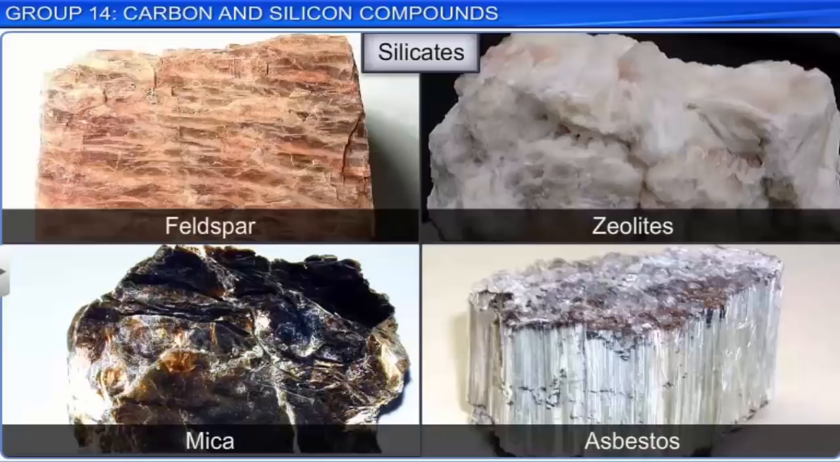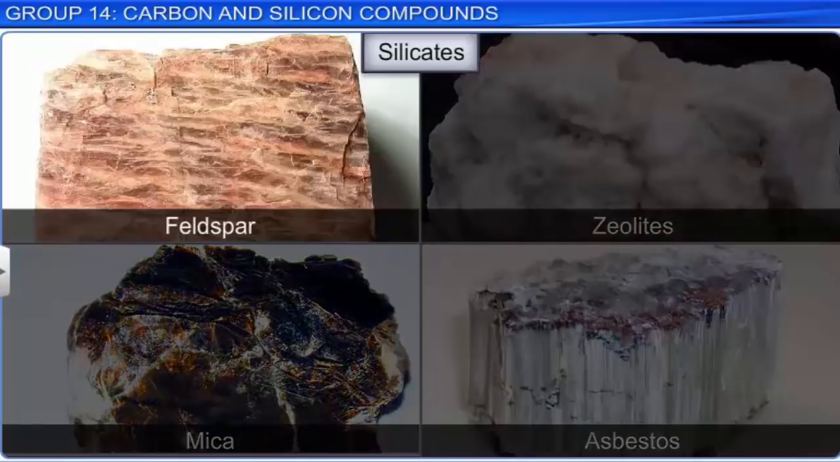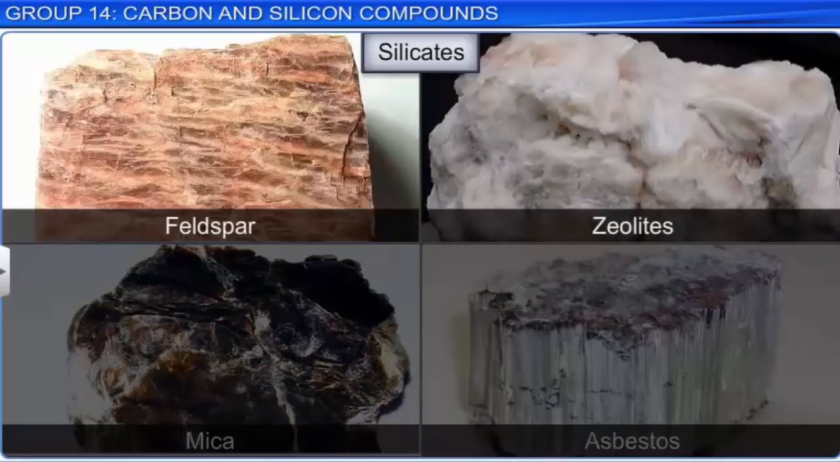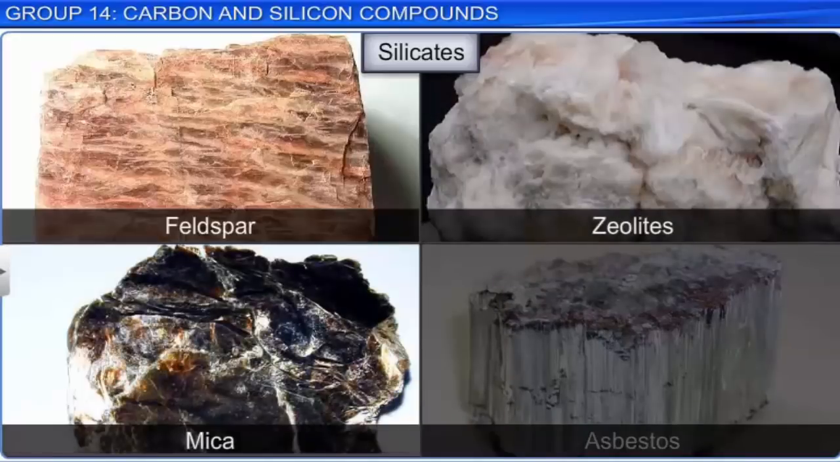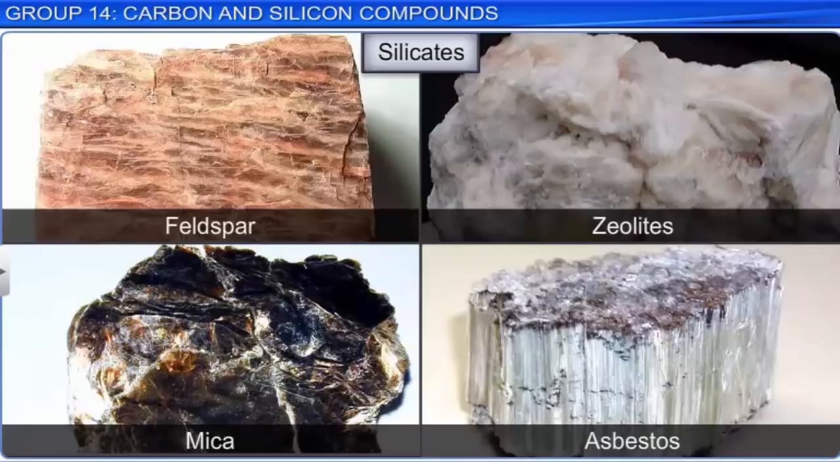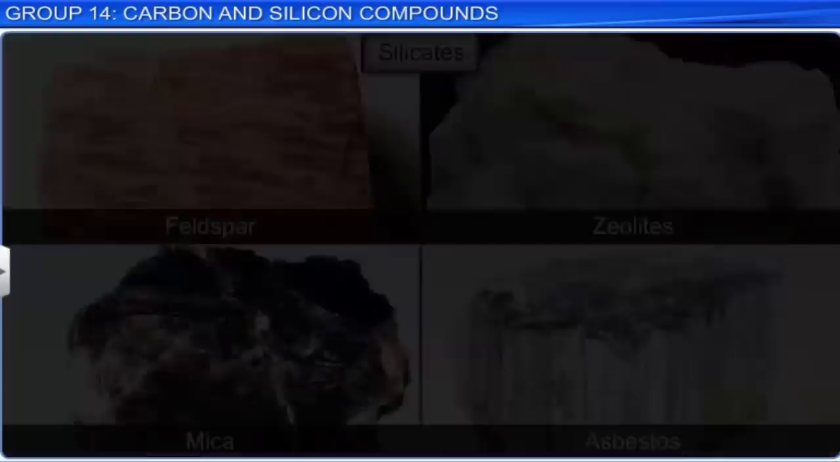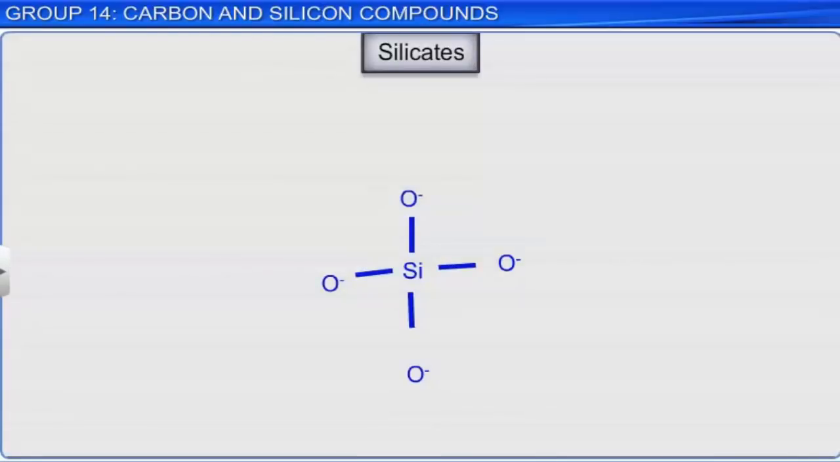Silicates are another important class of silicon compounds. Many silicates are found in nature, including feldspar, zeolites, mica, and asbestos. The main structural unit of silicates is the ion, SiO4-4.